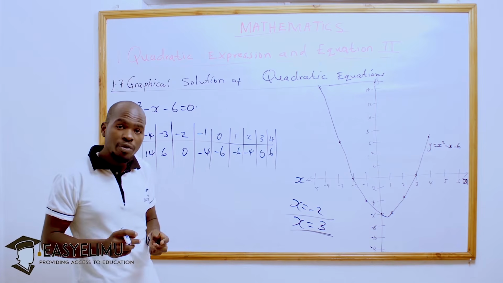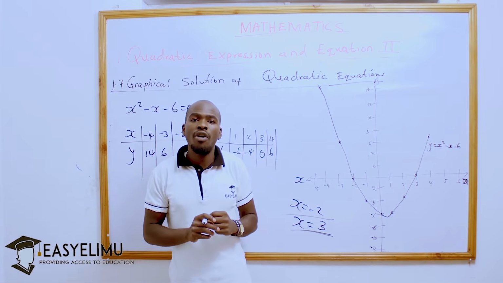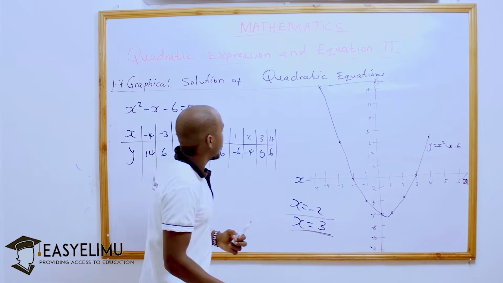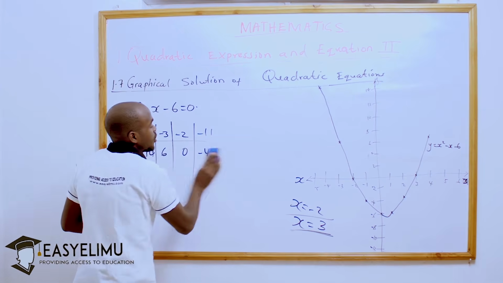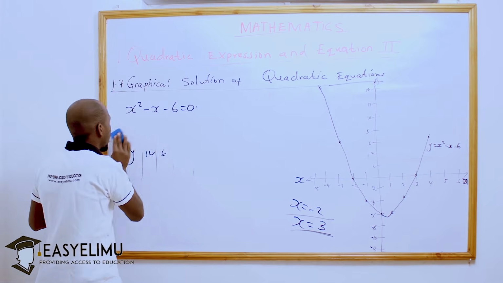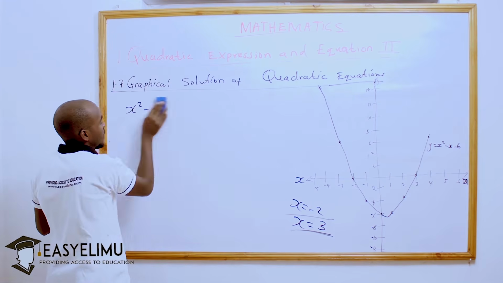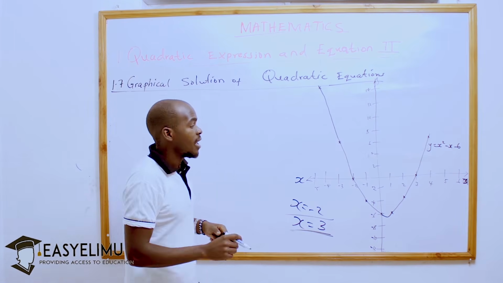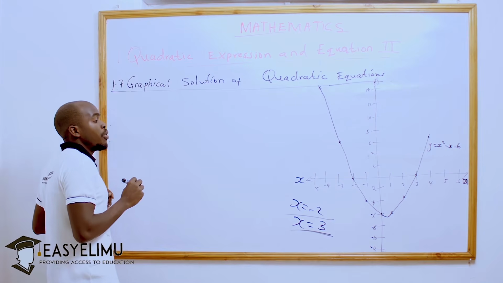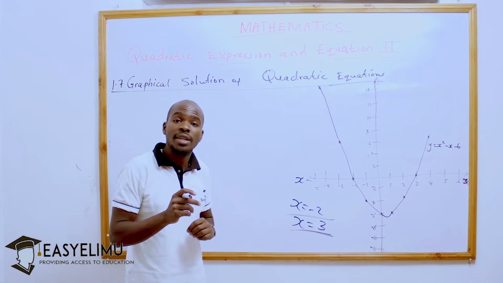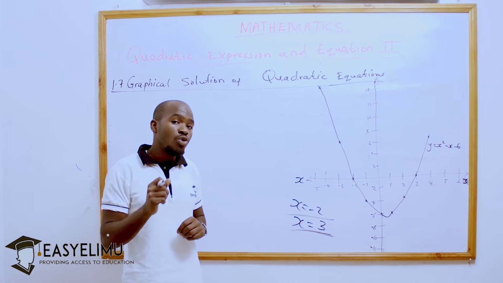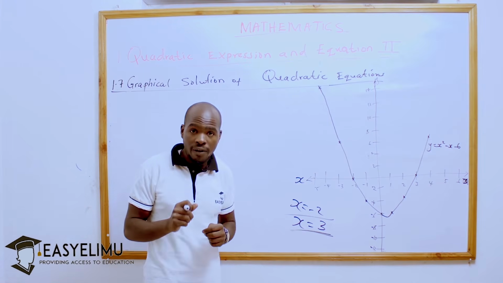And if you have been given a quadratic function and you find that the function cuts the x-axis at 2 distinct points, then those 2 distinct points are the roots of that quadratic function.